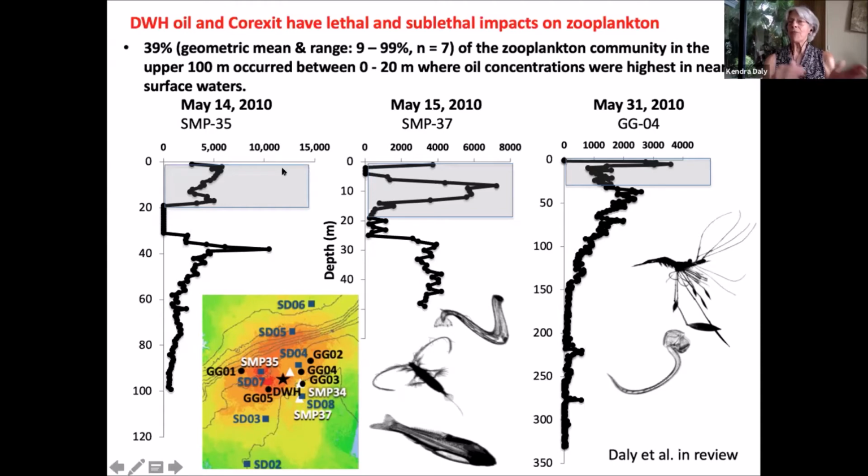We didn't follow zooplankton, so we don't really know what their exposure rates were. And there's no doubt that there were some lethal impacts. Any zooplankton that died would have contributed to the marine snow. But still, there was a refuge in deeper waters. So 60% of the population could have avoided the worst oil by just being deeper in the water column.